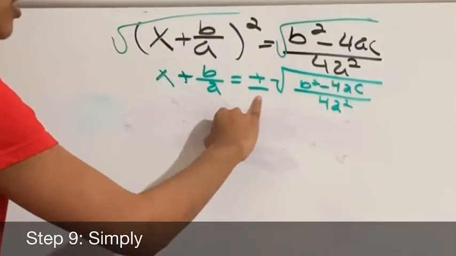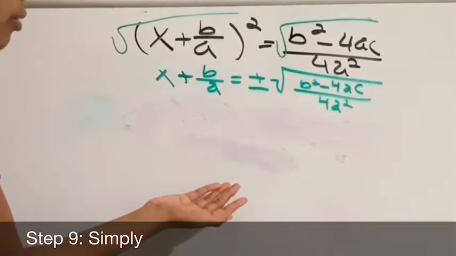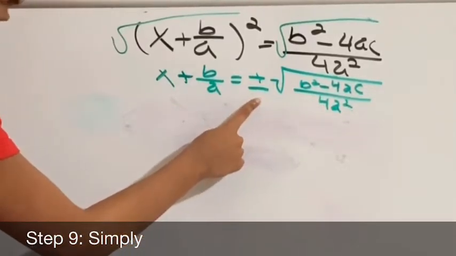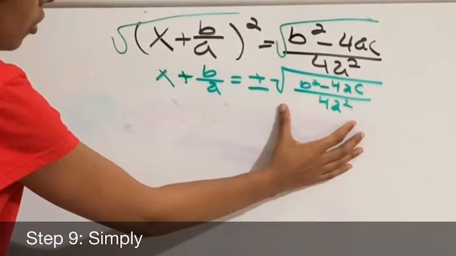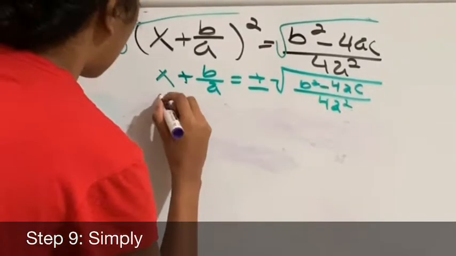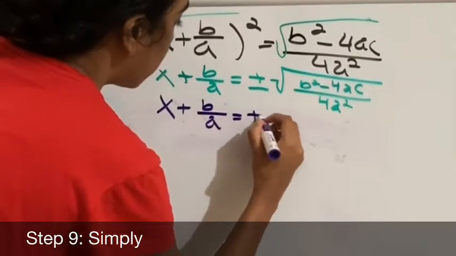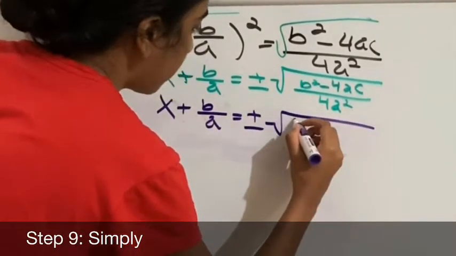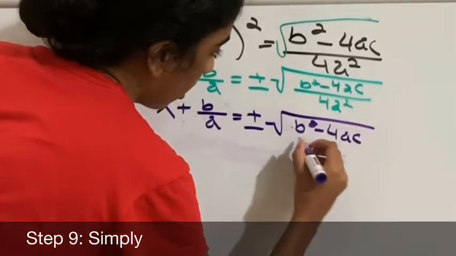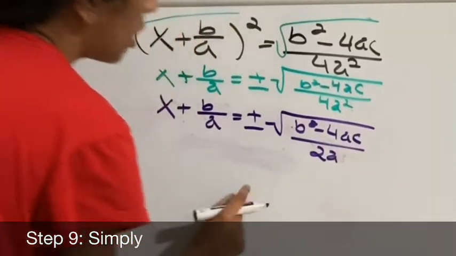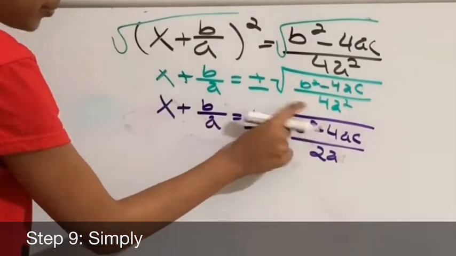The reason I put this plus or minus is so when we're square rooting, we don't know if the value is negative or positive. So this establishes the uncertainty. So now we have this equation, and we notice that we can simplify even more on the right side. So we can write x plus b over a equals plus or minus the square root of b squared minus 4ac over 2a. The reason we write 2a is when we square 2a, we get 4a squared.